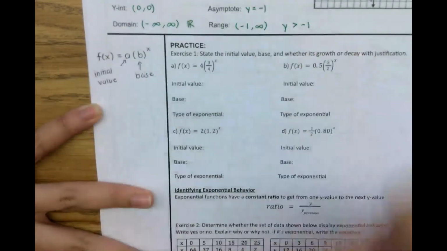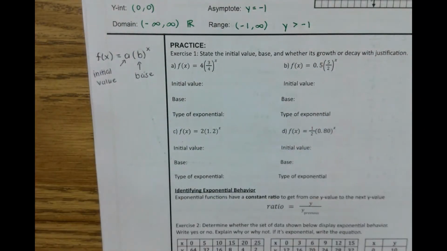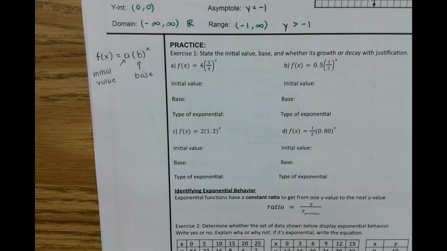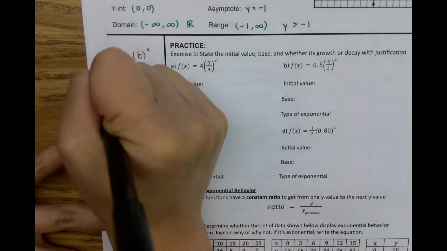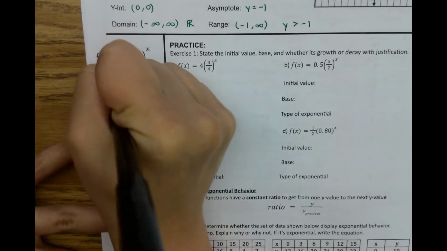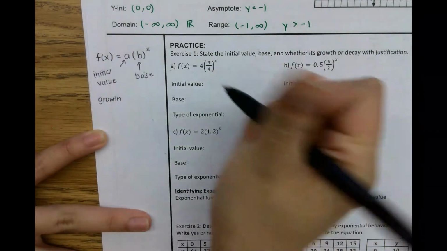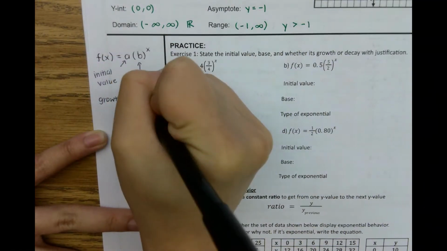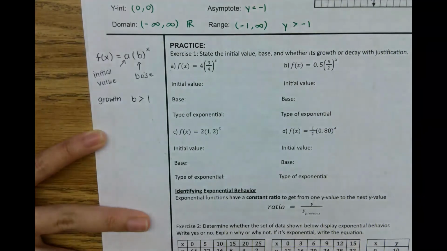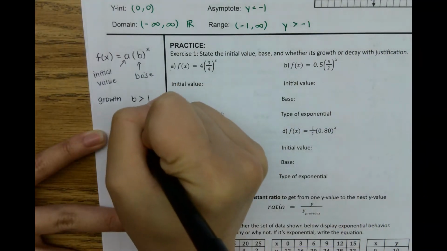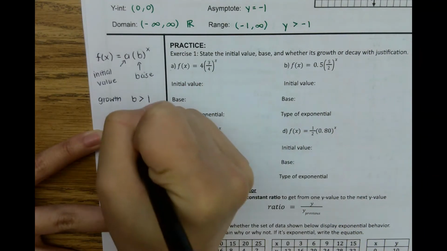And then if we ever move the exponential function up or down, then we have a c at the end. If it moved up and moves our asymptote up, then it's plus whatever it is. If it moved down, then it'll be minus. And then how we know if it's growth or decay, we know that it is exponential growth when our base is bigger than 1. And in that case, our graph would look like this, and it would go up.